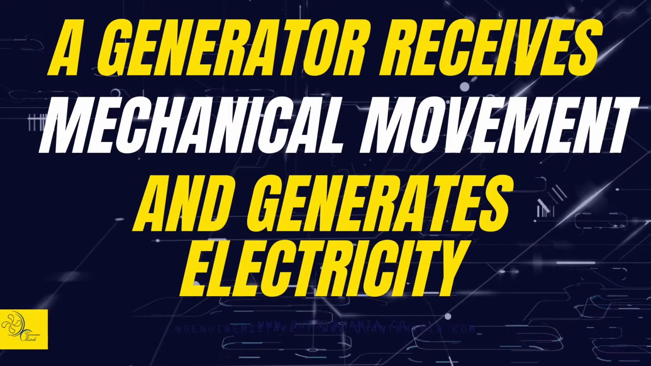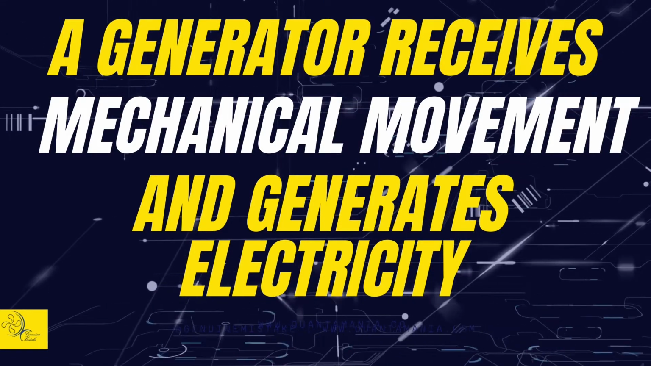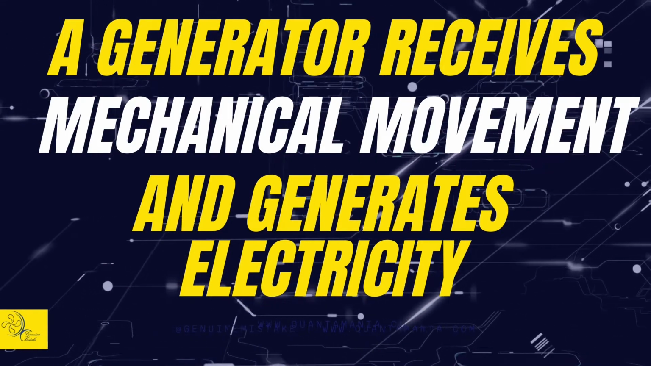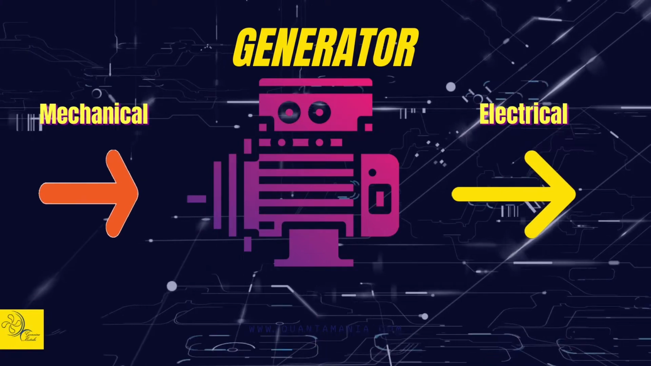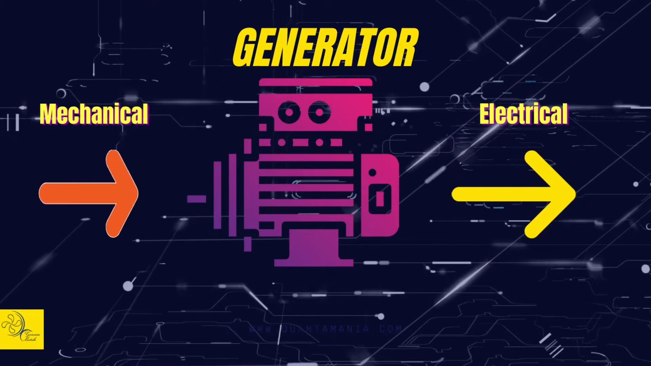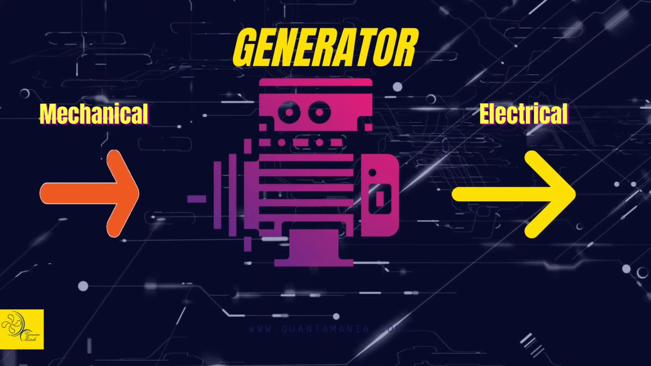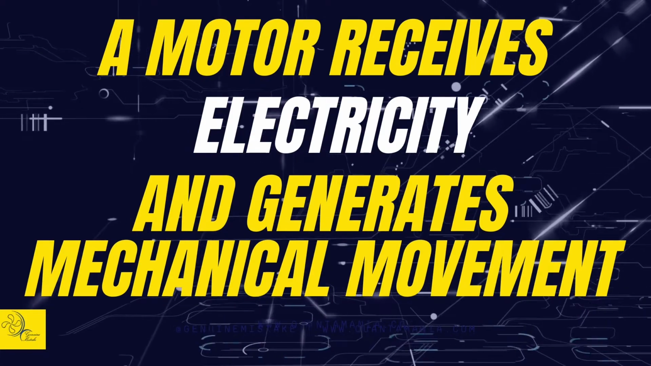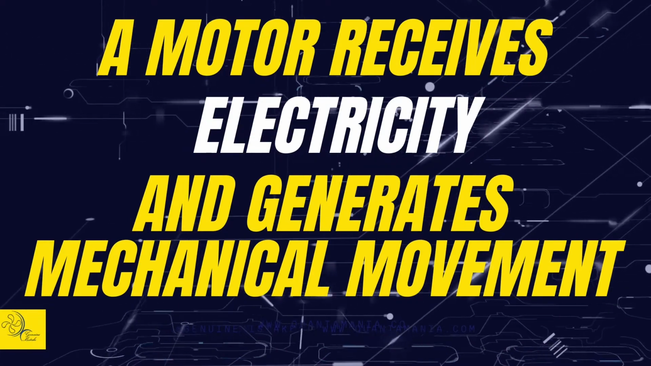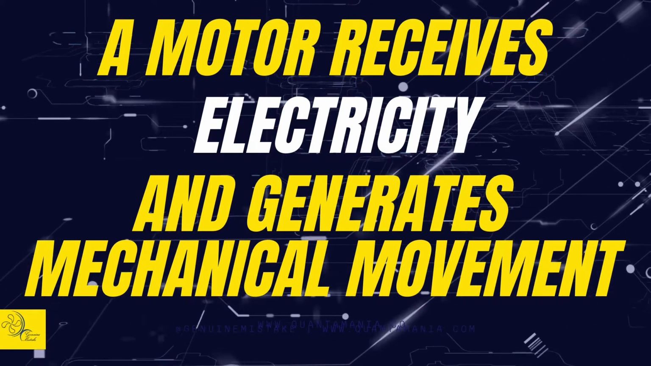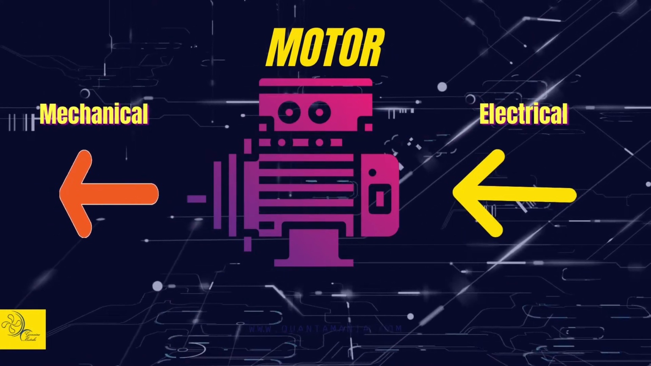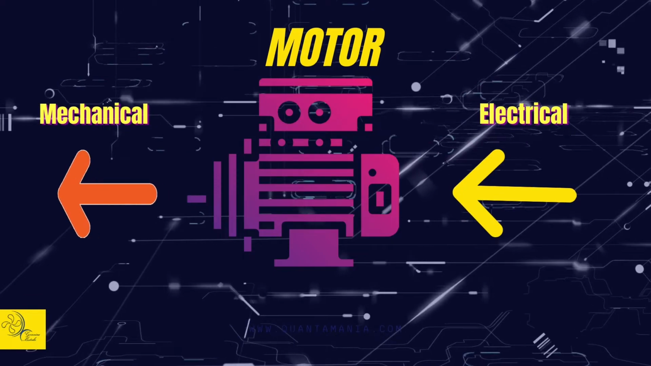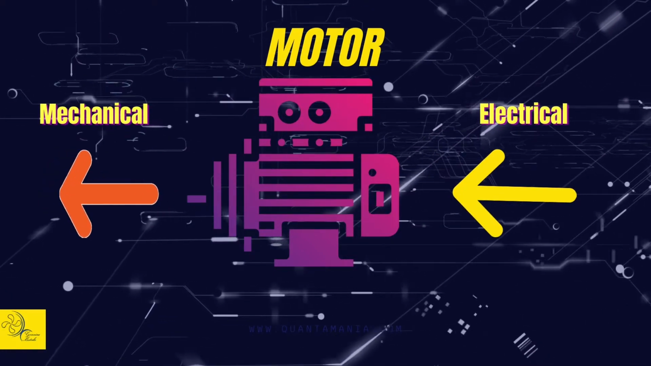So, a generator receives mechanical movement as a rotational movement and it generates electricity. Now, if you have a look here, a generator receives the rotational movement and it will give us electricity, or energy in an electrical form. Whereas a motor receives electricity and it generates mechanical movement in a form of rotational movement. So if we have a motor here, then it is receiving electrical energy and is giving us mechanical energy in a rotational form.